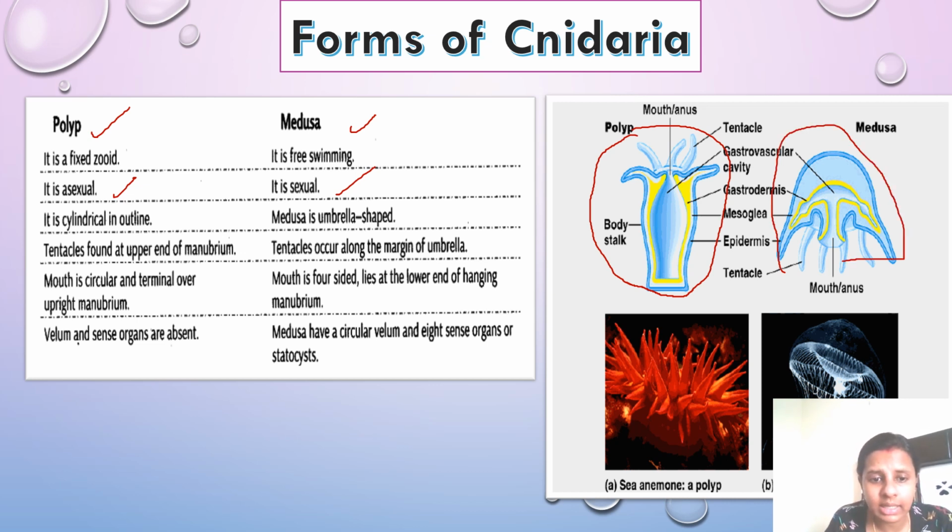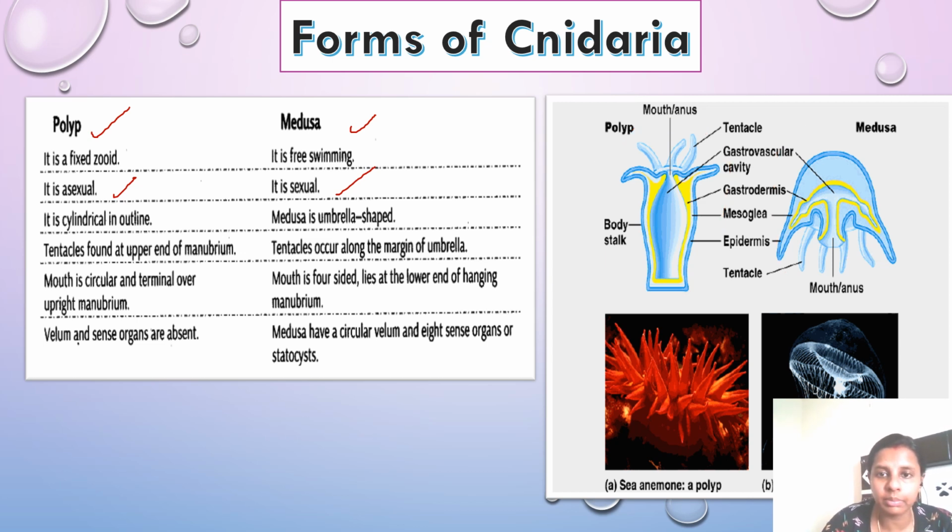Fine. Now, we can see tentacles on both of them, right? But here the tentacles are at the upper end of the body, whereas tentacles here are towards the lower end. Mouth here is circular and terminal, on the upright side, and in the medusa the mouth lies at the lower end of the hanging manubrium. Let me rub it and show it to you. As you can see here, this part is hanging out. So here they have the opening.